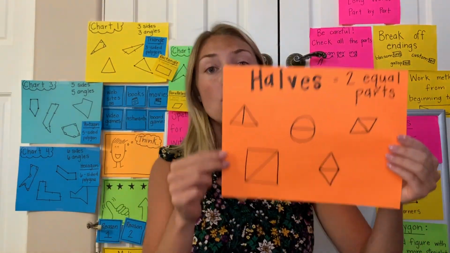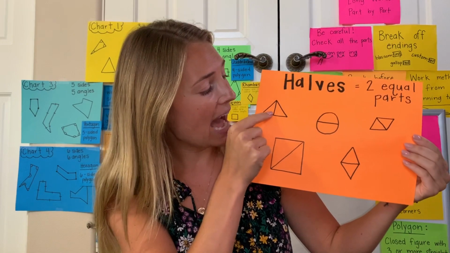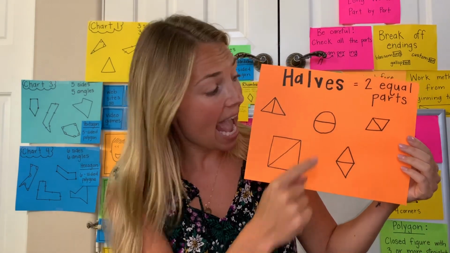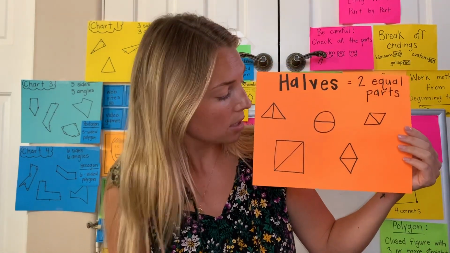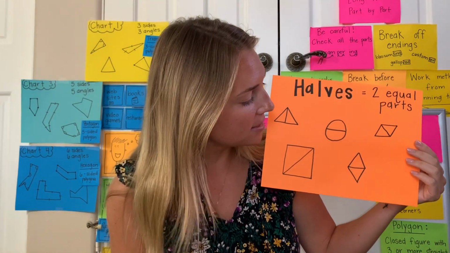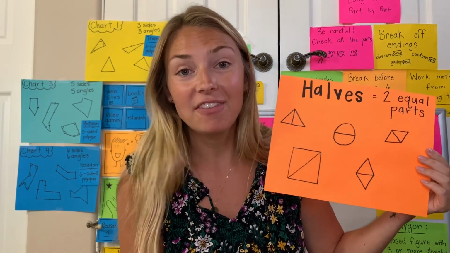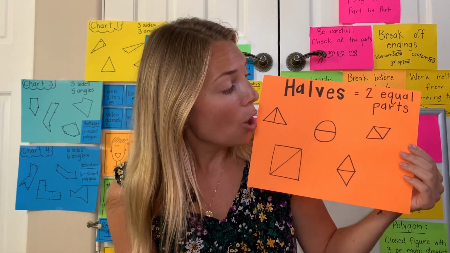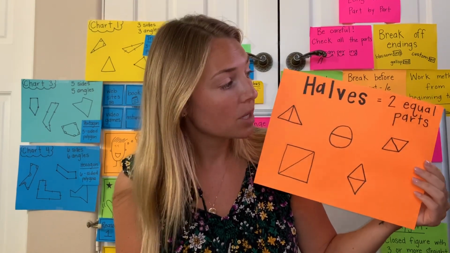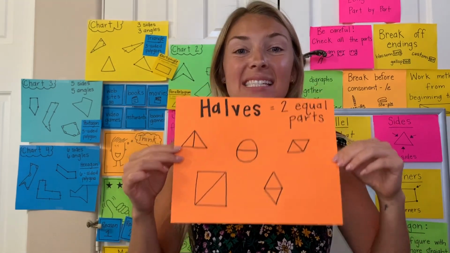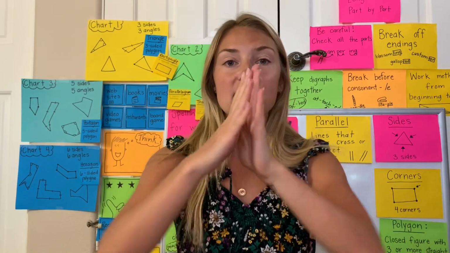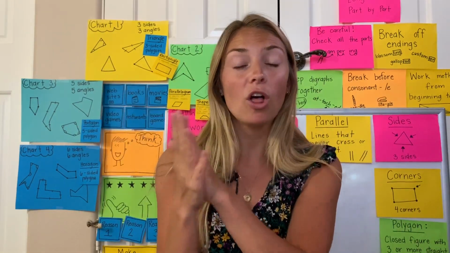Now, as you can see, we can split a triangle in half and still have 2 triangles. We can split a circle in half and have 2 half circles. We can split a square in half and have 2 triangles. We can split a diamond in half and have 2 triangles. We can split a parallelogram in half and have 2 triangles as well. So halves just means simply 2 equal parts, okay? You can separate it into 2 parts that are the same size, equal, that is a half.